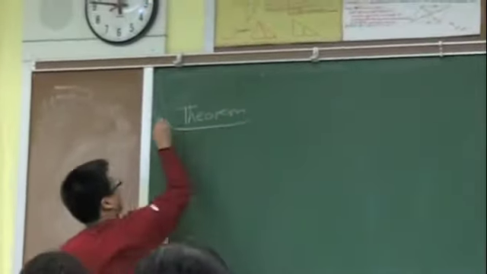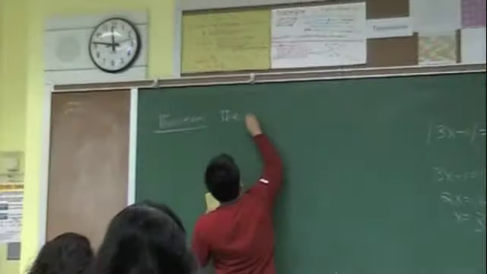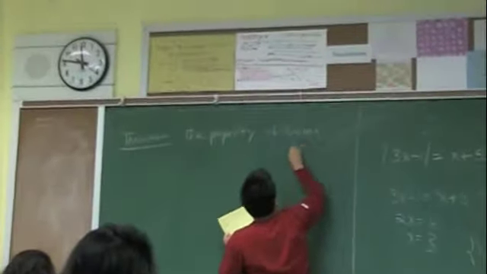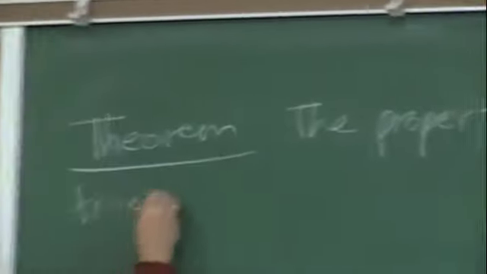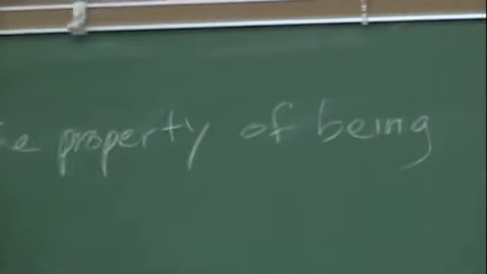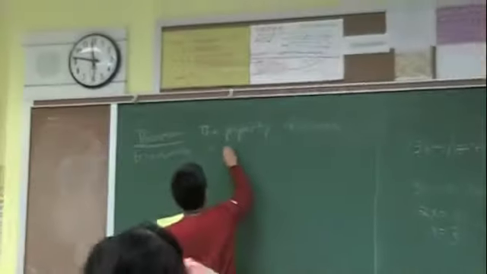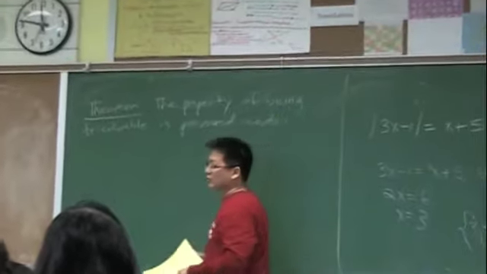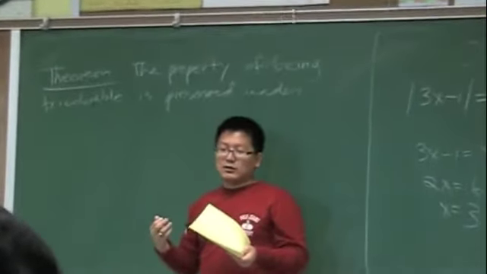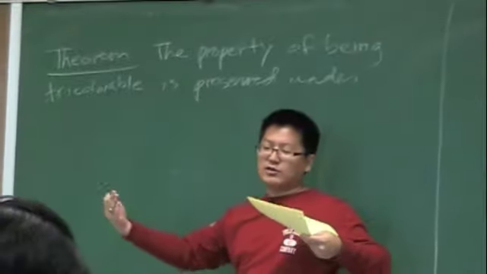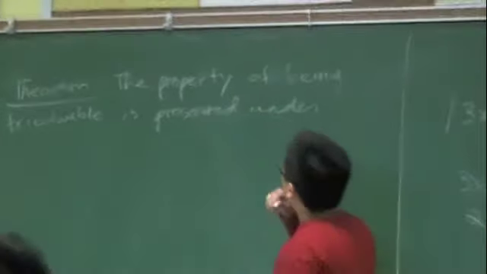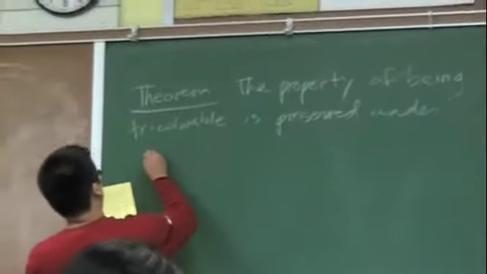Theorem: the property of being tricolorable is preserved under Reidemeister moves. And remember, each Reidemeister move describes sort of there's one direction that increases complexity and one that decreases, except for the type 3 move, which just kind of slides stuff around. But it's preserved under Reidemeister moves.